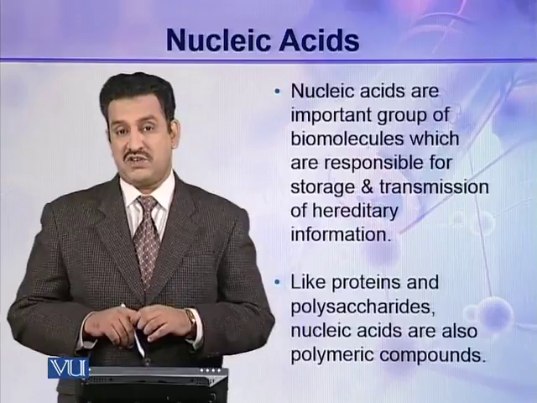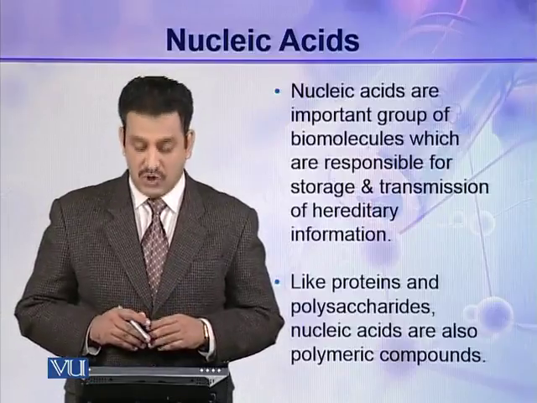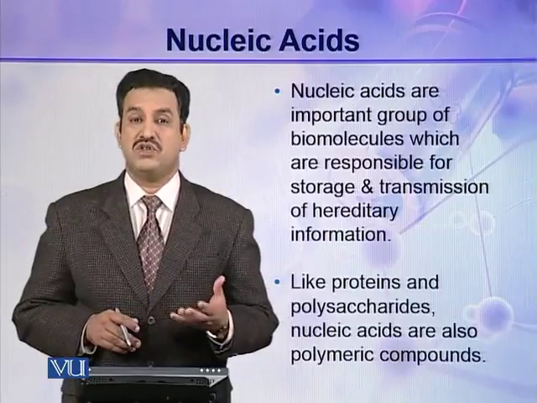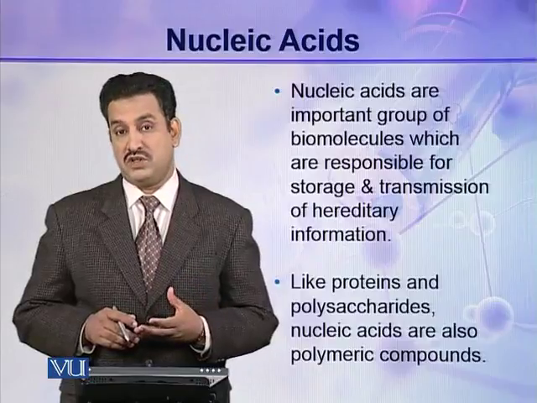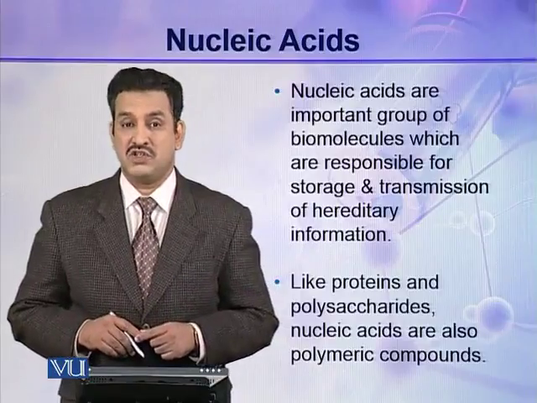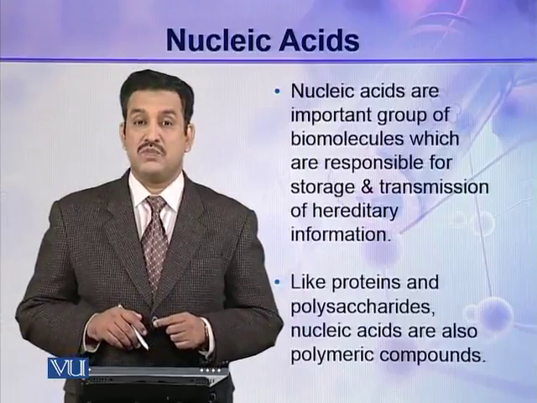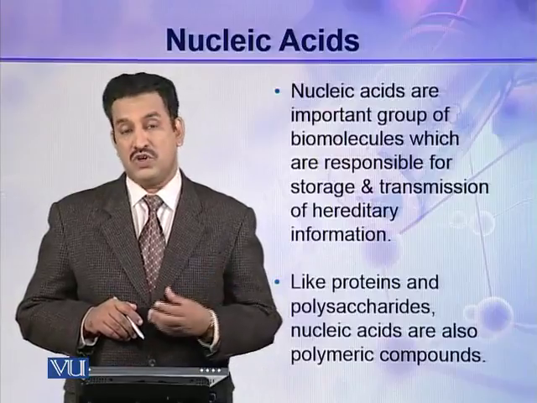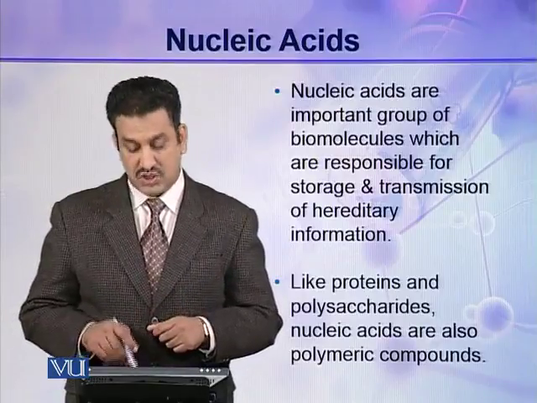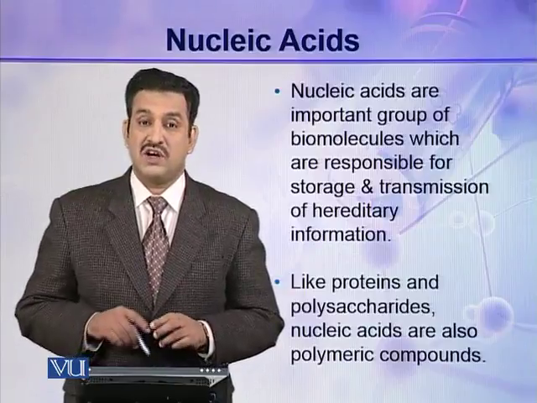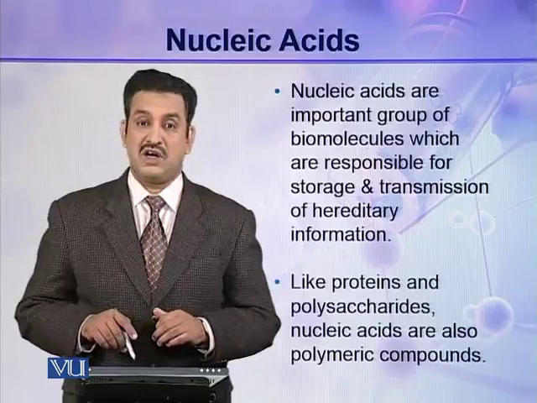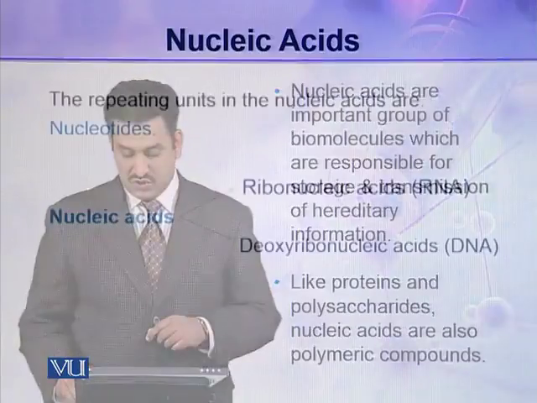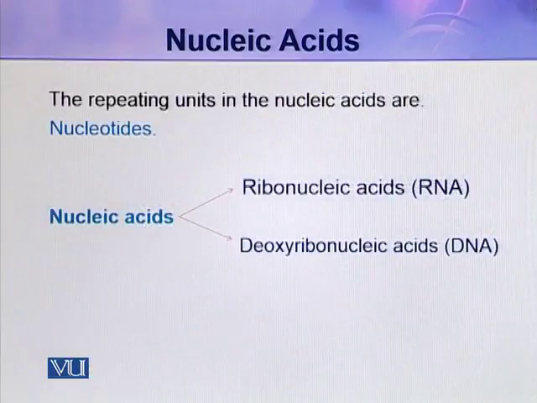Like proteins and polysaccharides, nucleic acids are also polymeric compounds. As you know, proteins are the polymers of amino acids. Amino acids are the building blocks of proteins. Similarly, polysaccharides such as starch and cellulose are made up of repeating units of glucose. So glucose is the building block of polysaccharides like starch and cellulose. Similarly, nucleotides are the repeating units in a nucleic acid. So nucleic acids are the polymeric compounds which are made up of nucleotides.